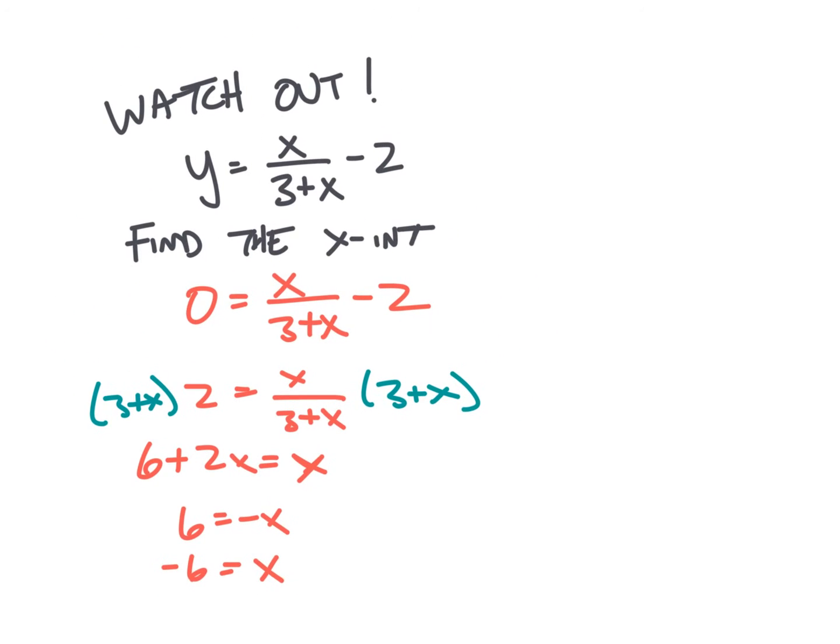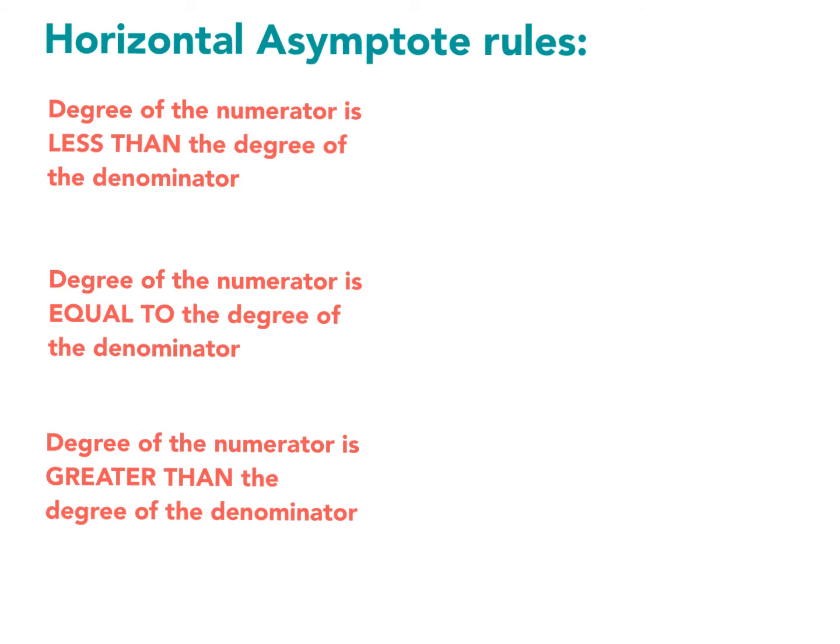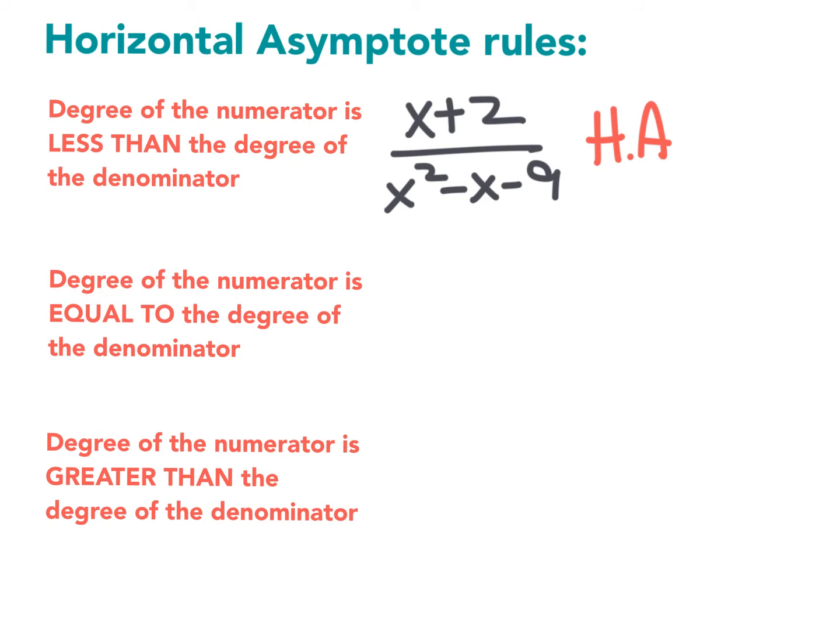Alright, let's go on. Alright, the next part is finding the horizontal asymptote. And there are 3 rules for the horizontal asymptote. If the degree of the numerator is less than the degree of the denominator, like for example here where you have an x to the first over an x squared, these have a horizontal asymptote at y equals 0 every time.